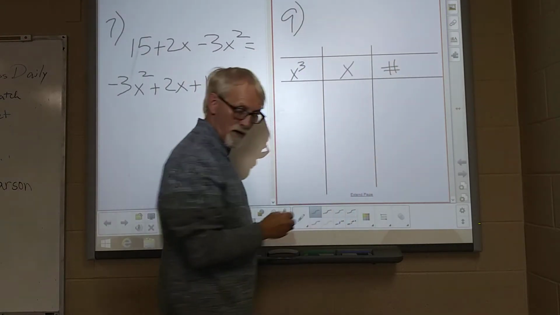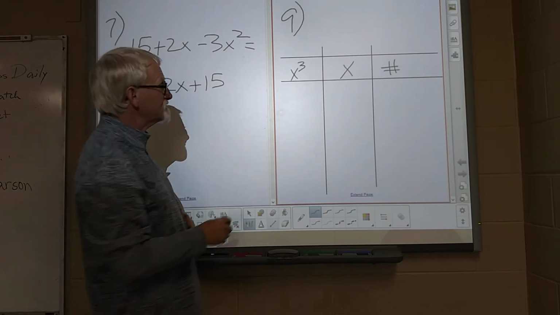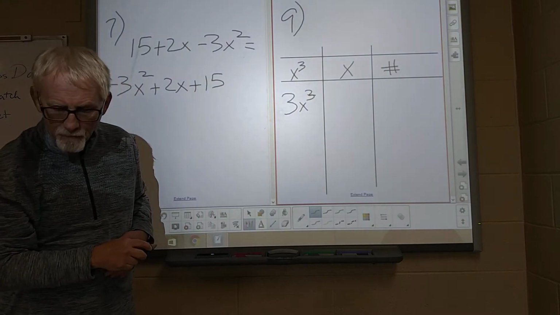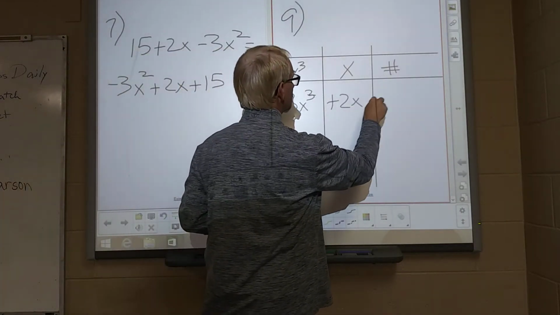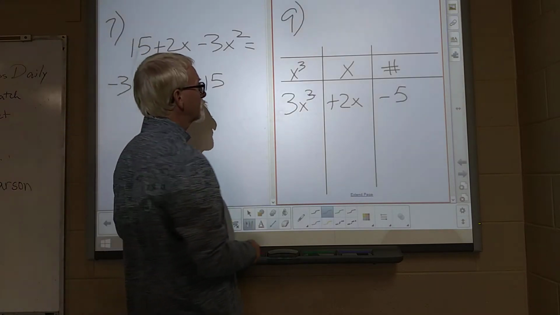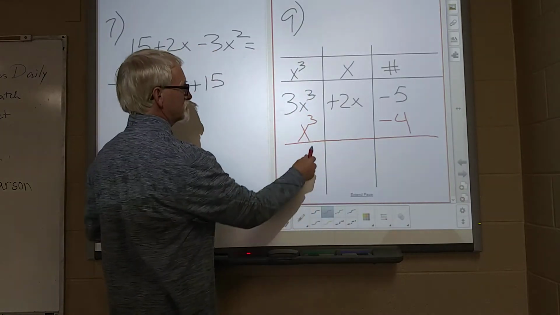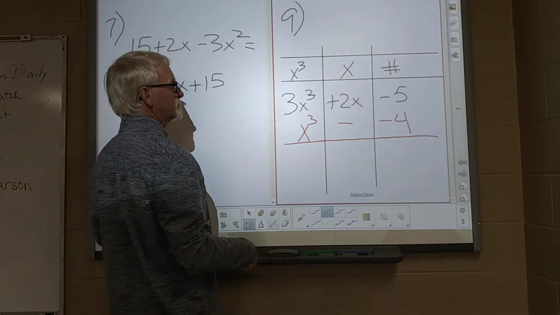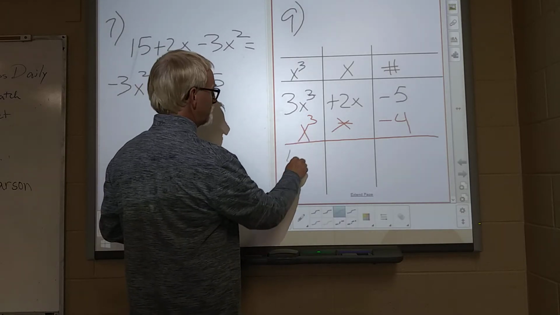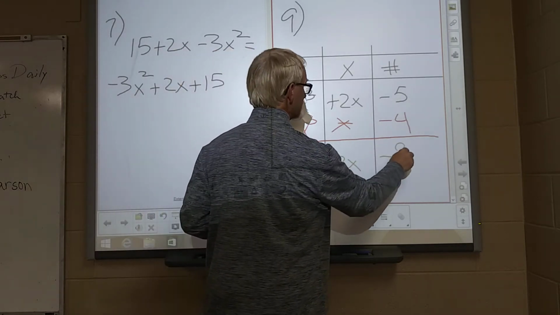Remember you can only combine like terms. How many times do you hear that? The first one is 3x cubed plus 2x minus 5. And then the second one is x cubed minus 4. Notice there's no x term, so don't just leave it empty. Put a dash there. And so it ends up being 3x cubed plus 1x cubed is 4x cubed plus 2x, and minus 5 minus 4 is minus 9.